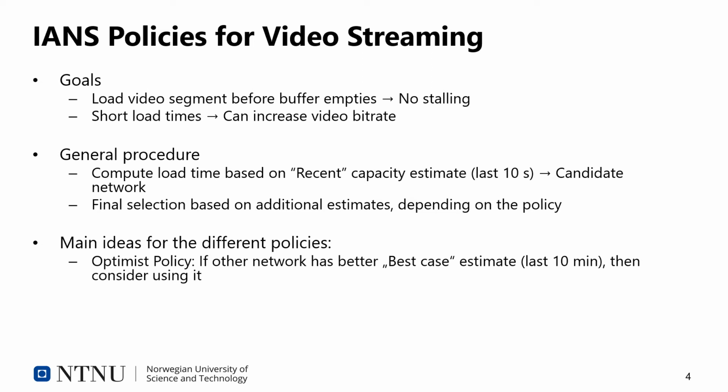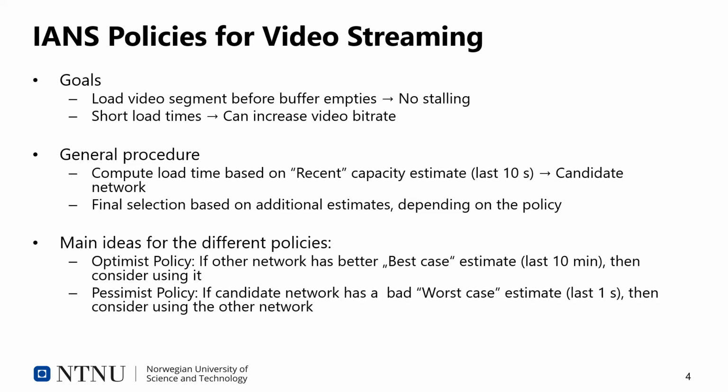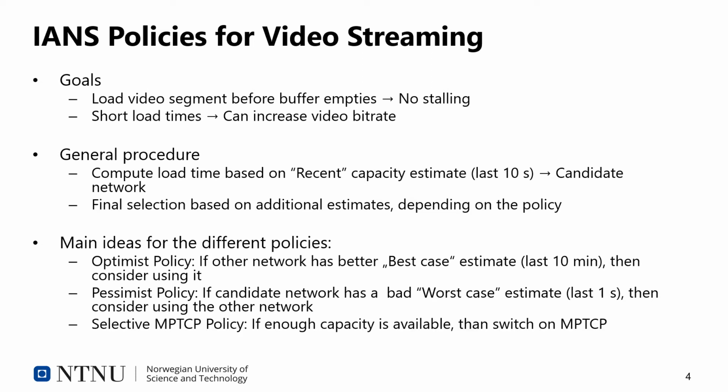The first policy, the optimistic policy, values high capacity estimates over the last 10 seconds. Thus, it prefers good video quality at the risk of stallings. The second policy, the pessimist policy, aims to recognize sudden capacity drops. It checks if the segment can safely be downloaded given the capacity estimate of the last second, and if not, considers to use the other interface.